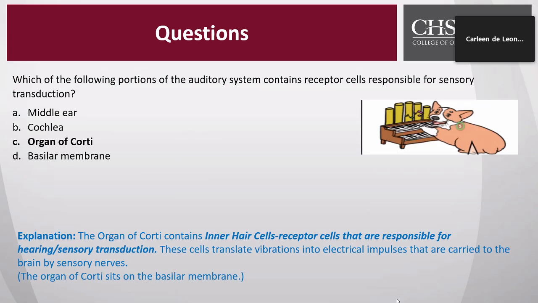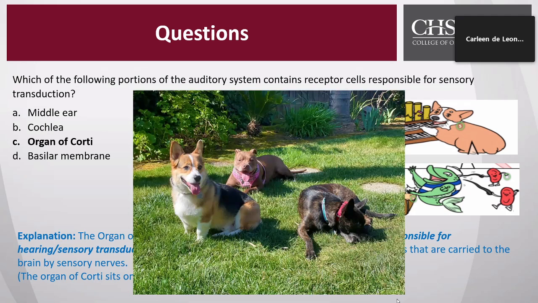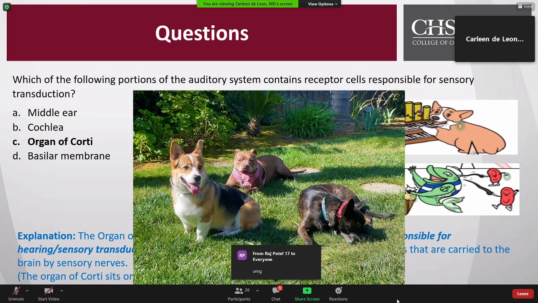So if you remember, the organ of Corti and the inner hair cells sit on the basilar membrane. And that is it. And here's a picture of Hay's best friends. One is a Corgi, and one is a Boston Terrier German Shepherd mix.